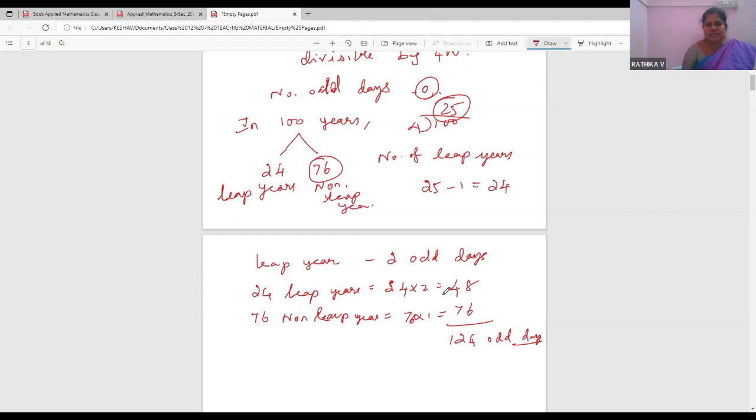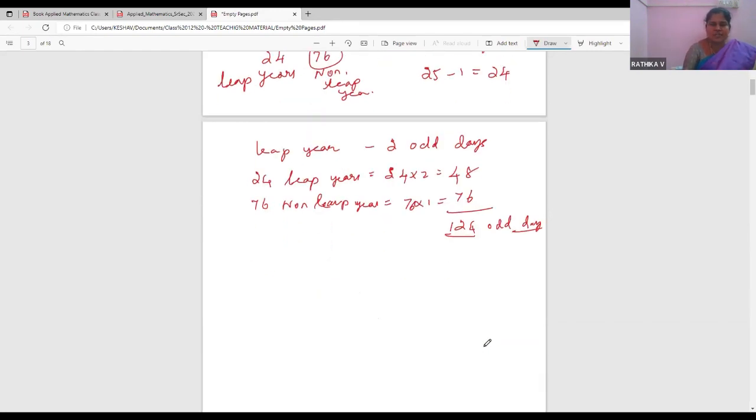So 24 leap years, you have 48 odd days. Similarly, every non-leap year has 1 odd day. So 76, so 124 odd days. Odd days we have to calculate by dividing by 7. So 124, when you divide by 7, what is left out?